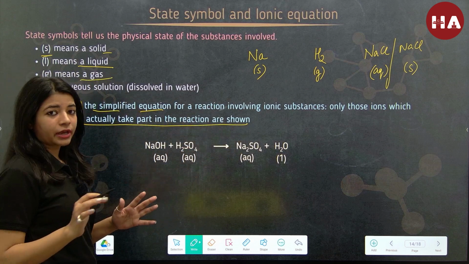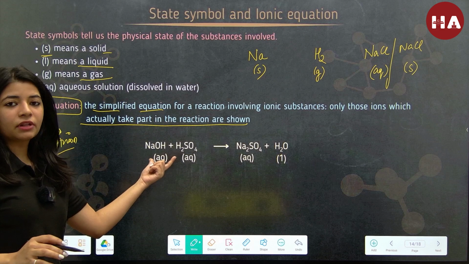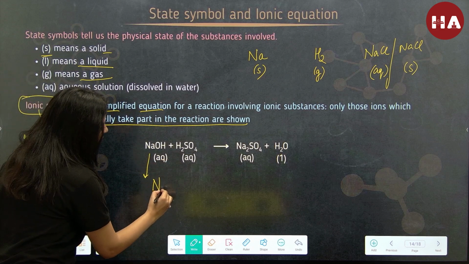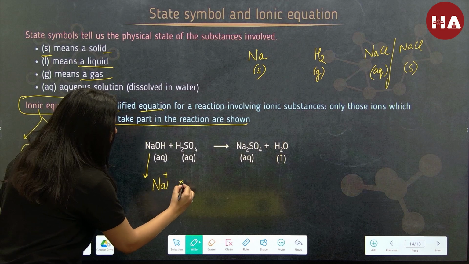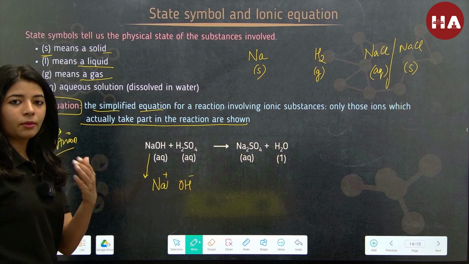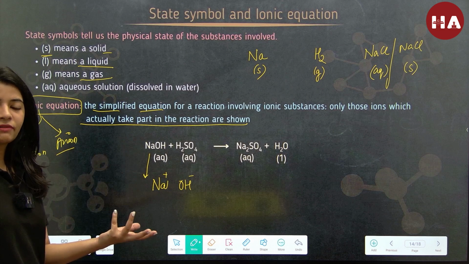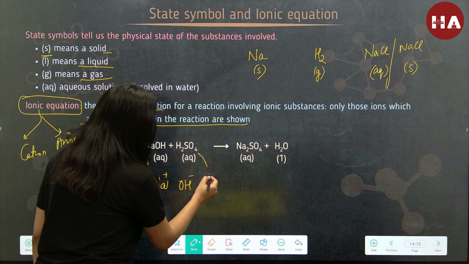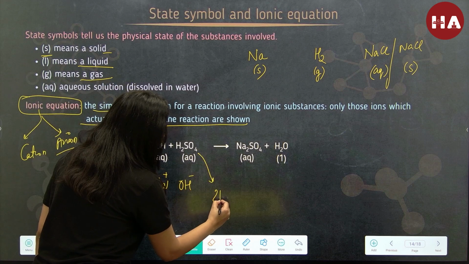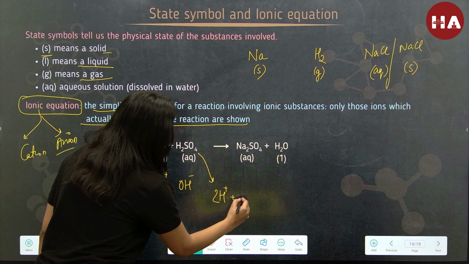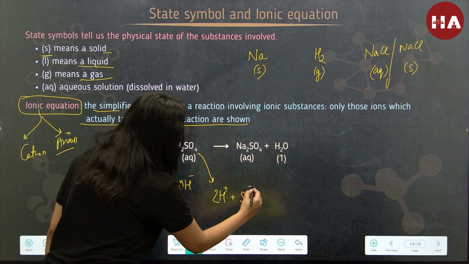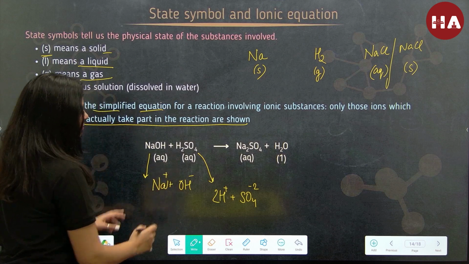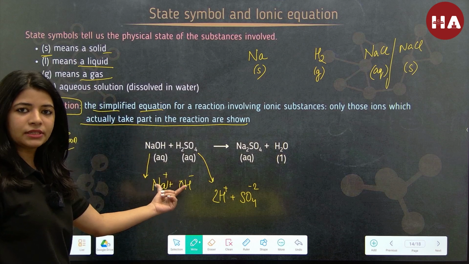Okay, so let's check. So if NaOH is reacting with H2SO4, I can say that NaOH is a combination of two ions, which is Na+ and OH-, right? A compound is formed of two ions, a positive ion, a negative ion. One gives electron, one takes electron. Another thing, H2SO4. I can write H2SO4 as H+ and SO4 2-, two ions, right? These are the ions which are present. Similarly, NaOH can be broken down into these ions, right?